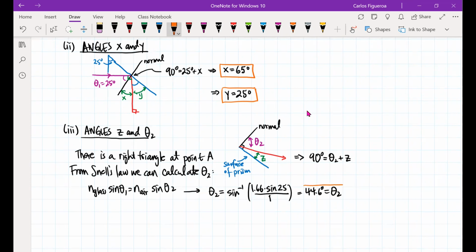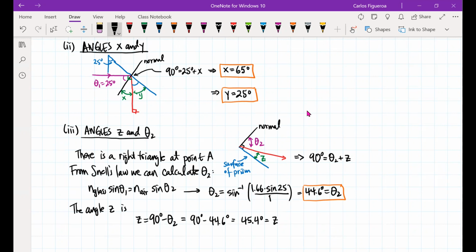Now that I have theta 2, I use that relationship that we derived. This means the angle Z is 90 degrees minus theta 2, which gives me 90 minus 44.6, which then gives me 45.4 degrees for the angle Z. So now we have all of the angles that we need.